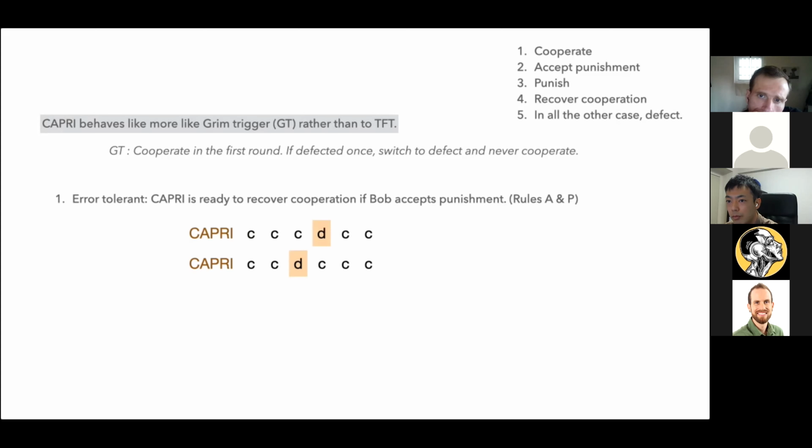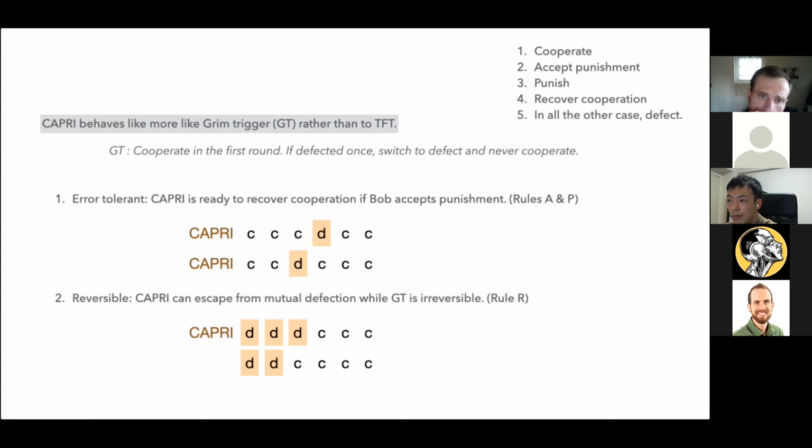First, it is error tolerant. Even if one of the players mistakenly defected, they can maintain cooperation. The second notable difference from Grim Trigger is its ability to escape from mutual defection. While Grim Trigger is an irreversible process, Capri can recover cooperation because of the fourth rule.